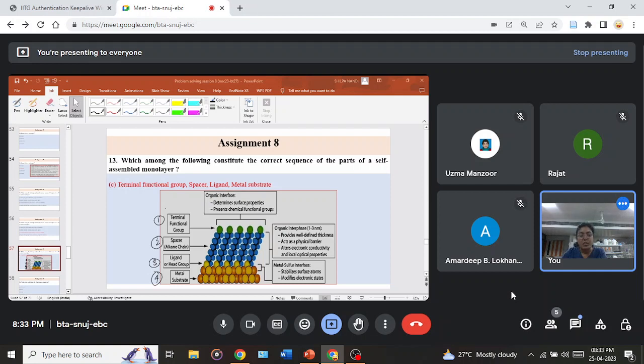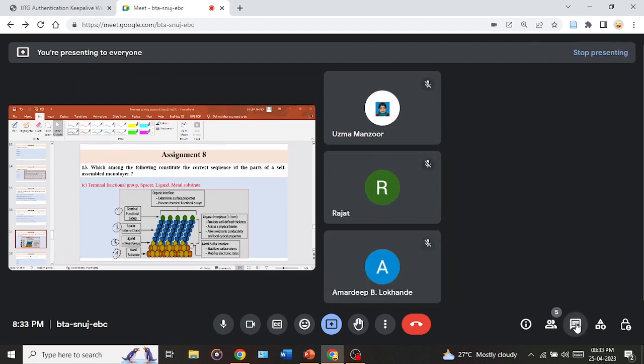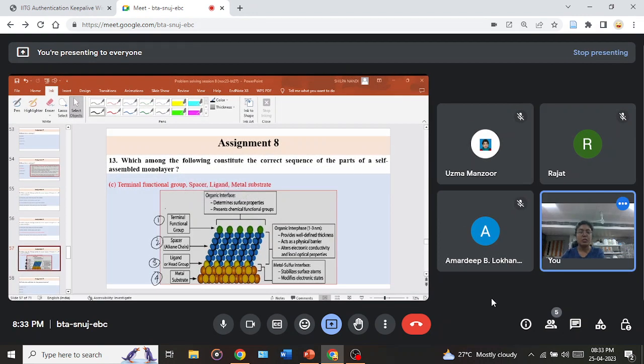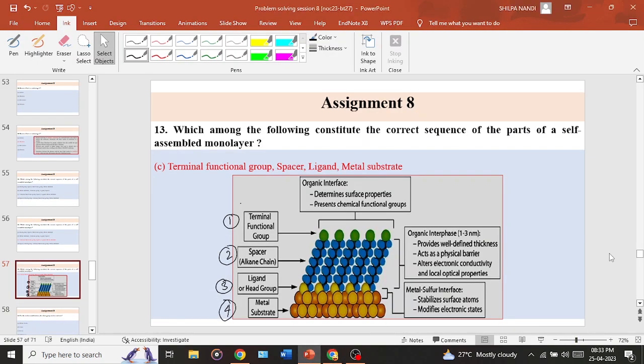Okay. So any doubt till now? Shall I move forward? A simple yes would also help. So no doubt yet, we can go to the next question, that is question number 14.